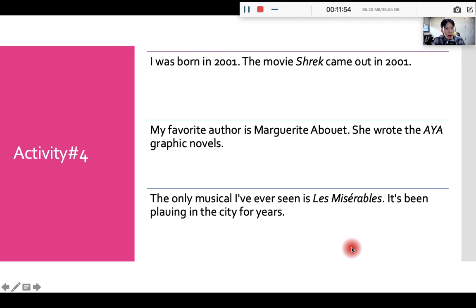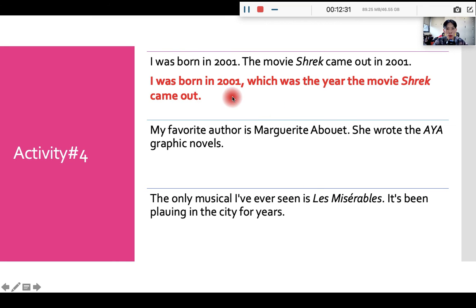Okay, let's take a look at one more activity. Activity 4 asks us to use a non-defining relative clause to combine these sentences. In other words, the situation here is given. We're talking about time or people or things that we all know. So remember, non-defining relative clauses are used to offer extra information about something people already know. So here, easy: I was born in 2001, comma, don't forget, for non-defining relative clauses you need to have a comma, which was the year the movie Shrek came about. So this is the extra information for the year you were born.